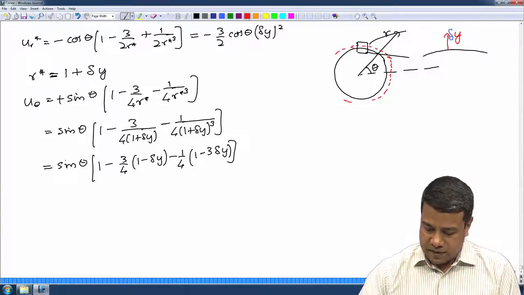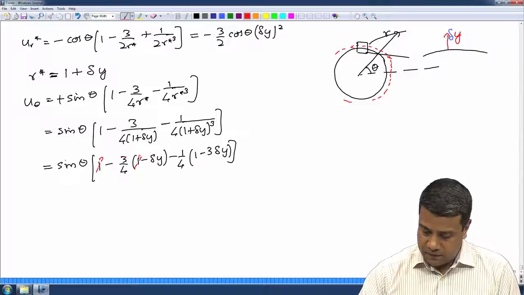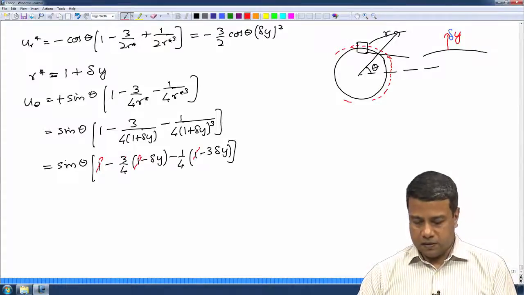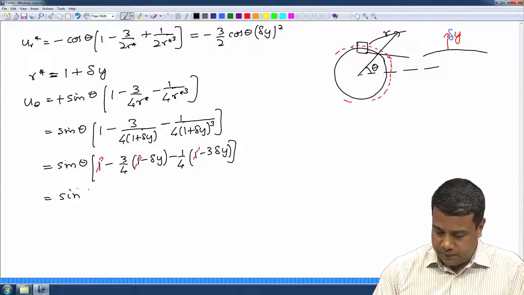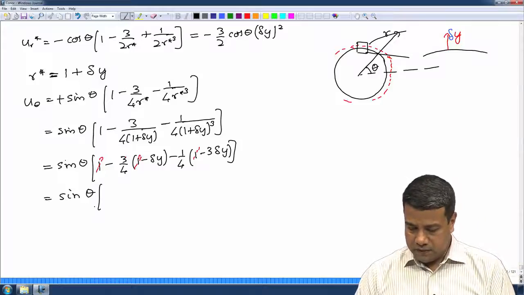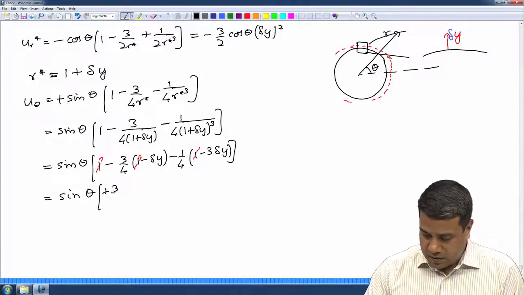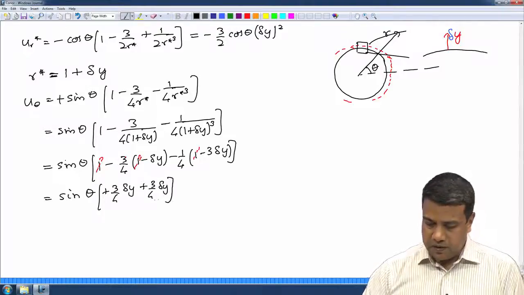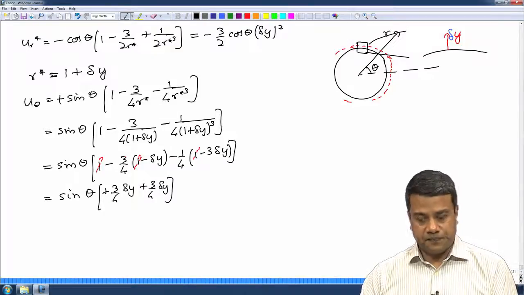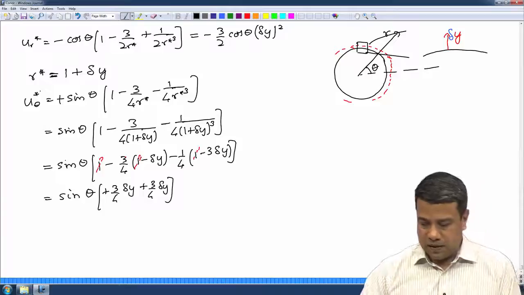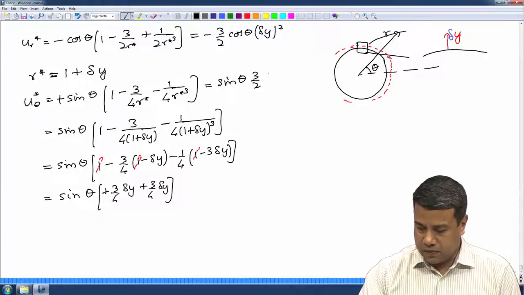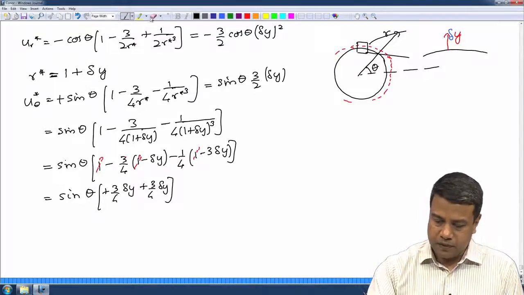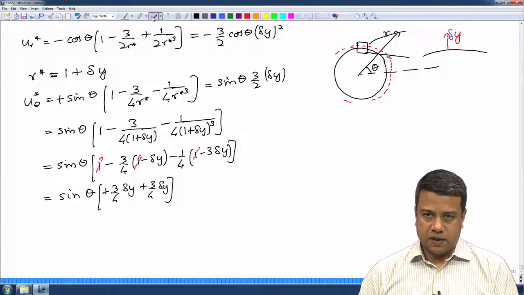And once again these factors will cancel out, 1 by 4 and 3 by 4 will add to 0. However, I do have non-trivial terms at order delta y. So, the first term will be equal to plus 3 by 4 delta y plus 3 by 4 delta y, which is effectively equal to 3 by 2 times delta y. This is u theta star, I am sorry. You can see that this is equal to sine theta into 3 by 2 delta y. So, that is what I get by the binomial expansion.